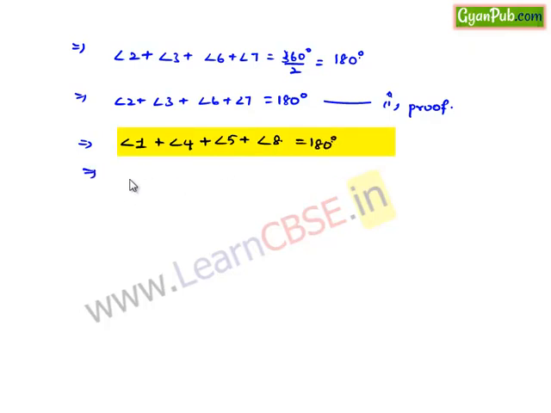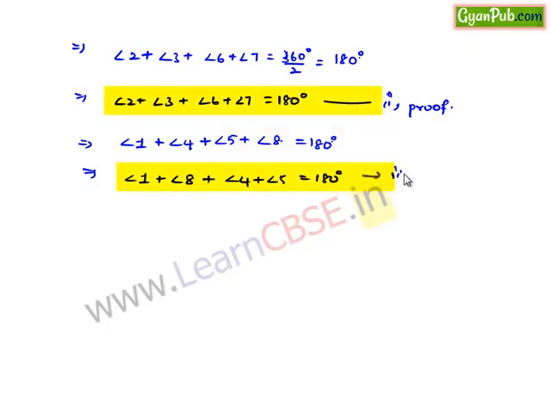Now if we interchange the terms, then we get angle 1 plus angle 8 plus angle 4 plus angle 5 is equal to 180 degrees. This is what our second proof required. Therefore, the angles subtended by the opposite sides at the center of the circle are supplementary.